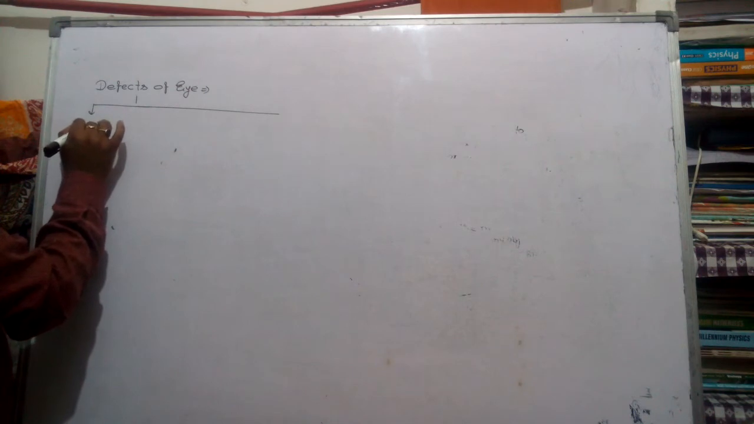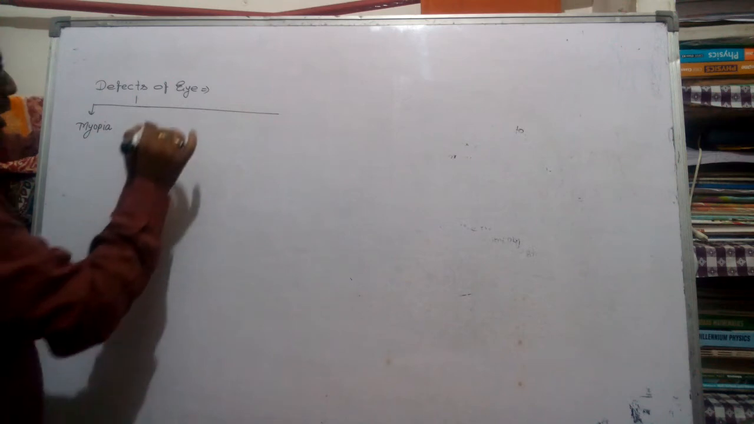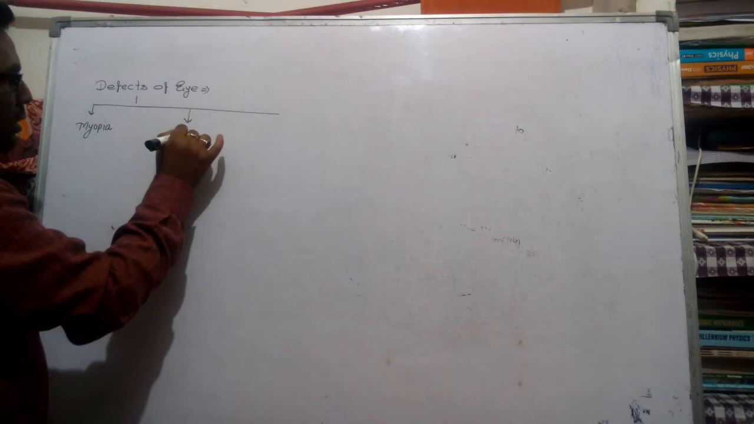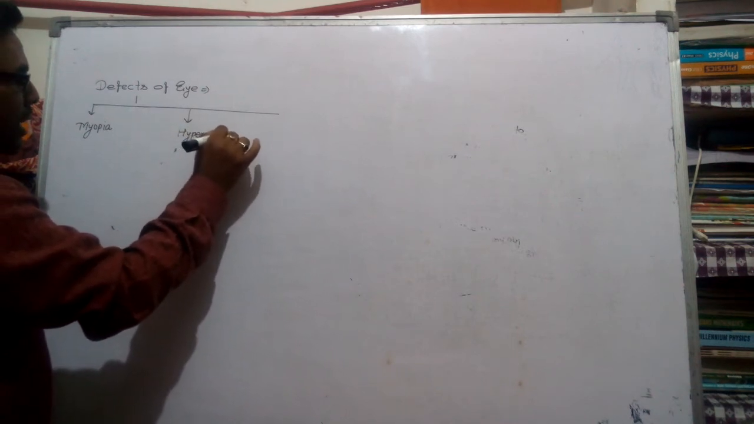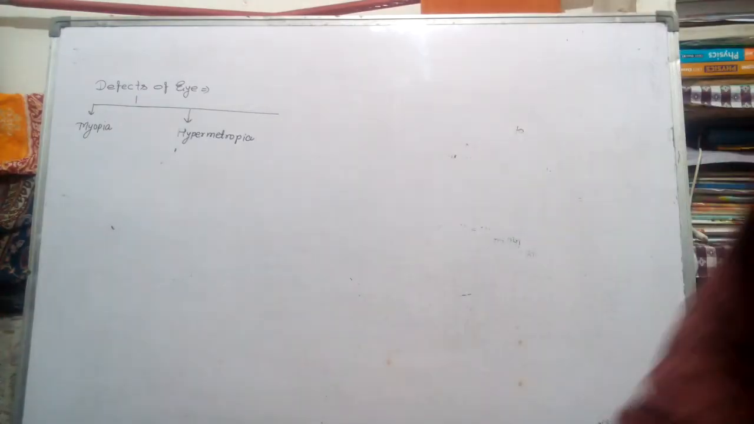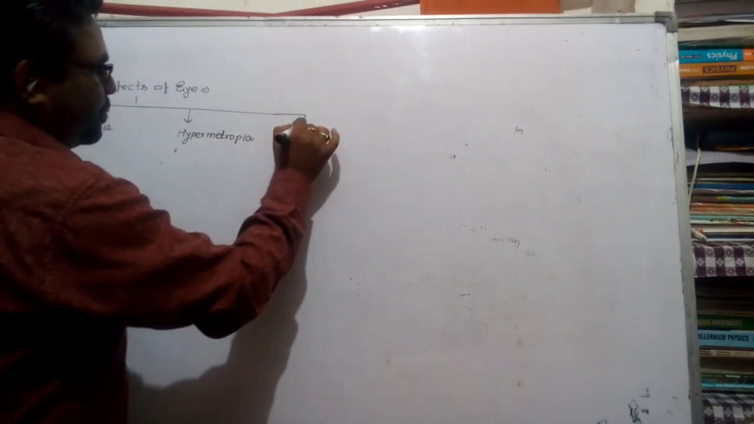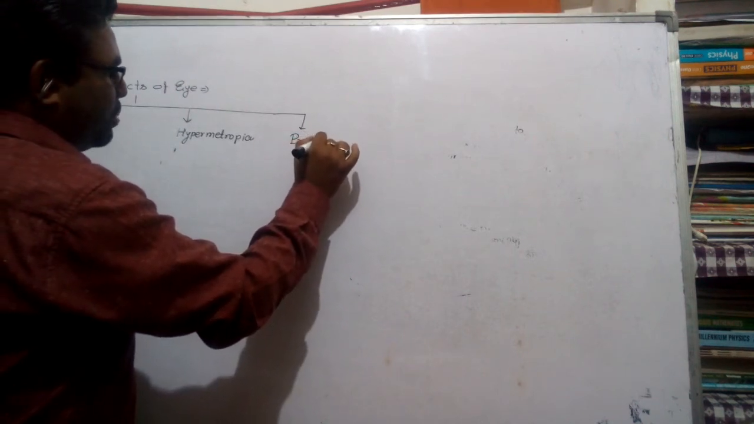First one, myopia. Second one, hypermetropia. And the third one, beta, presbyopia. Third one, presbyopia.